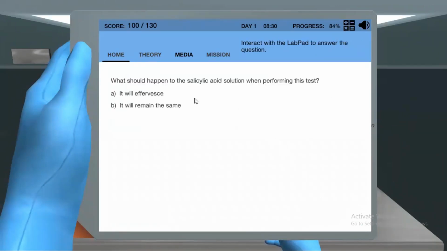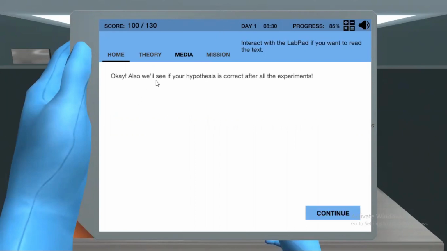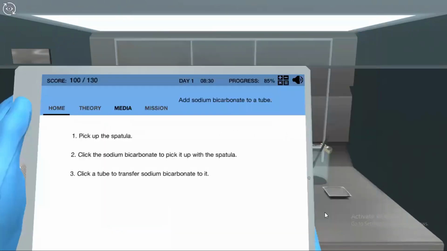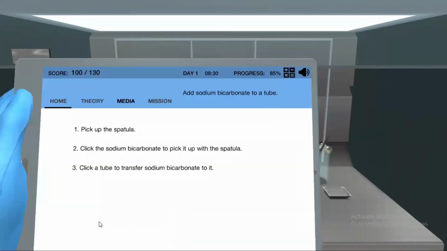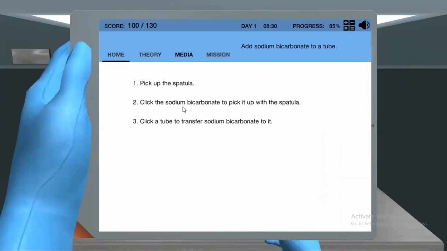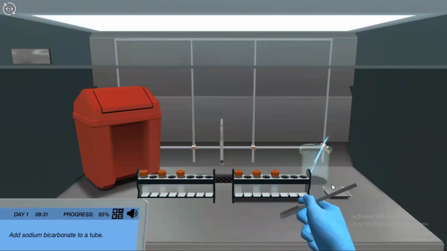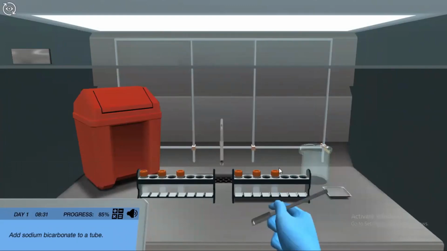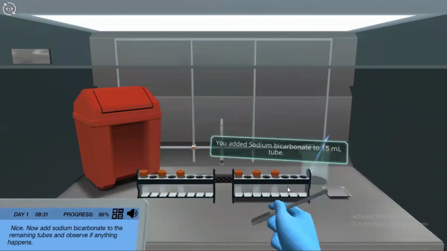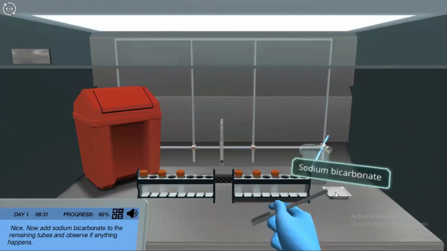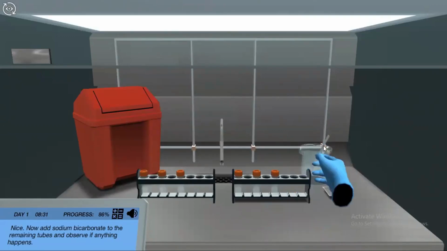What should happen to the salicylic acid solution when performing this test? Okay, also we'll see if your hypothesis is correct after all the experiments. Add sodium bicarbonate to a tube. Nice. Now add sodium bicarbonate to the remaining tubes and observe if anything happens.